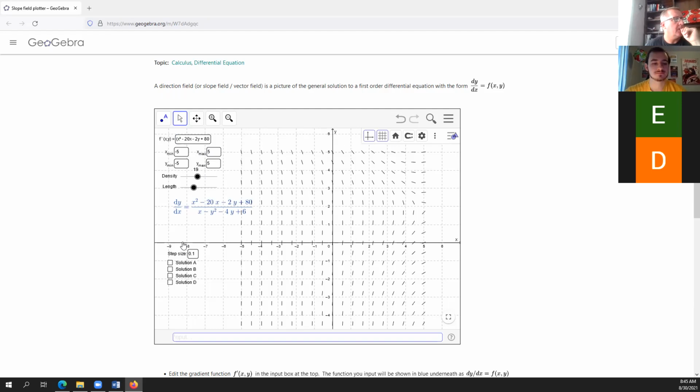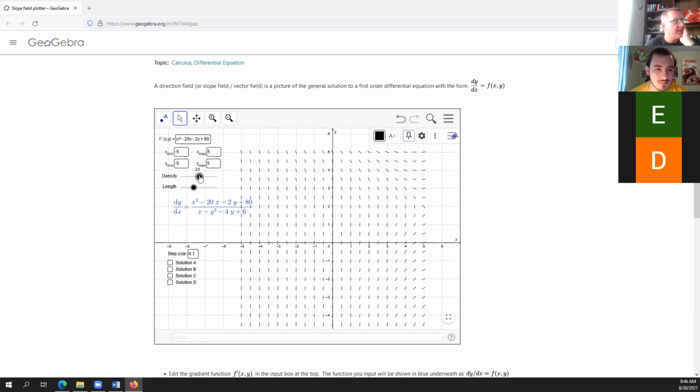Okay, there we go. Now I'm double checking, is that what I typed? 80x minus y squared minus 4y plus 6. Okay, good. So we have this, if you will, direction field now.